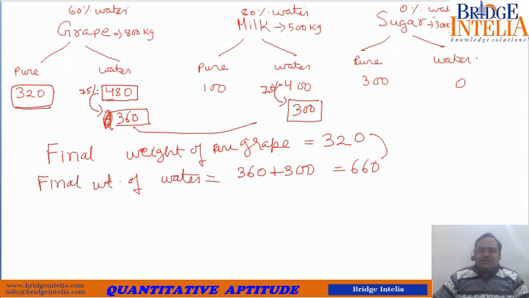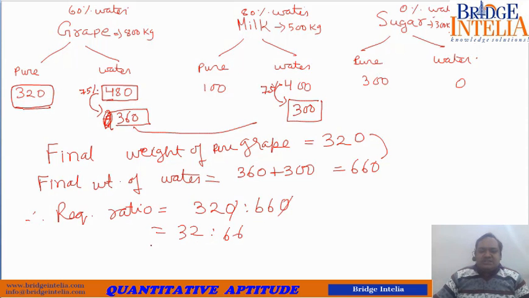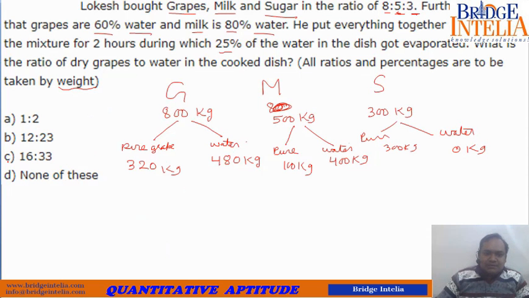So this ratio has been asked. So required ratio is equal to 320 is to 660. So I think this is 32 is to 66. This can be further simplified. 16 is to 33. So it cannot be simplified any further. So 16 is to 33 should be the answer. Okay, yes. So this option is correct.